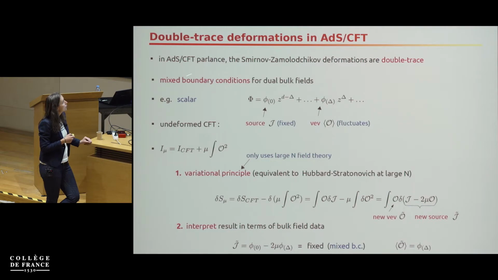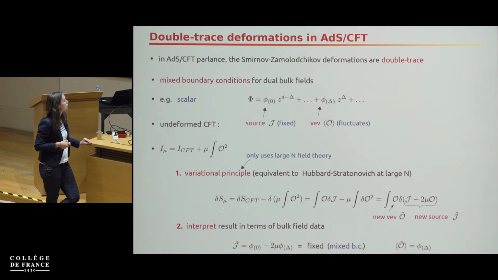Now, if we take this setup and we add to the CFT action a double trace operator, then actually just in large N field theory, we can do some tricks. It goes by the name of the Hubbard-Stratonovich trick, and rewrites the deformed partition function in terms of the undeformed one with some sort of shifted sources. The simplest way to see that is actually by doing a variational principle approach.